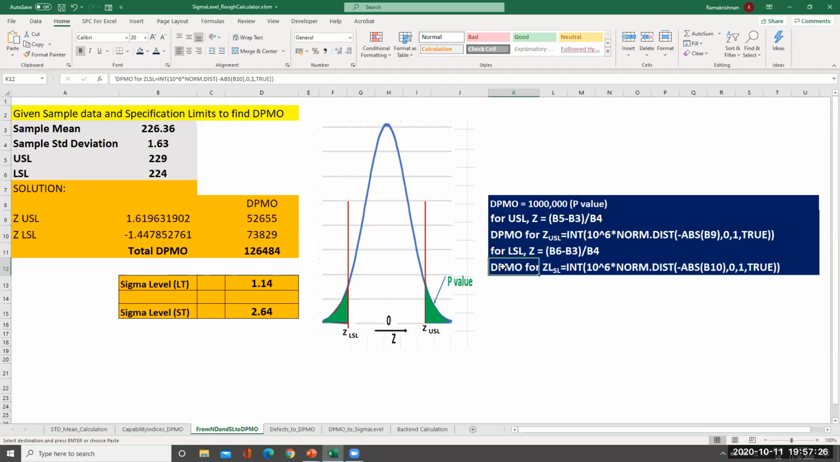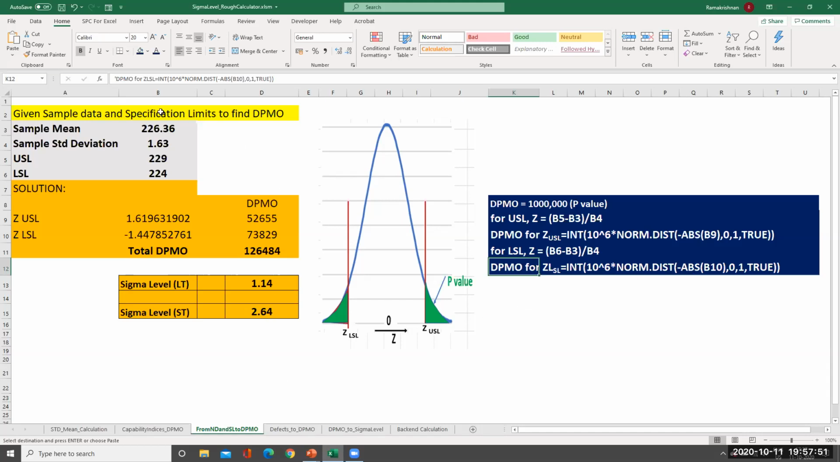Similarly, I can find out the Z value for LSL and the P value, and multiplied by 1 million, we get DPMO. So this is nothing but minus absolute value, which will become a plus. Then I'm putting minus absolute, therefore it will become minus 1.44. So left hand side area is what is wanted, therefore we are using it as it is. Okay, clear? Now we will go to the next session.